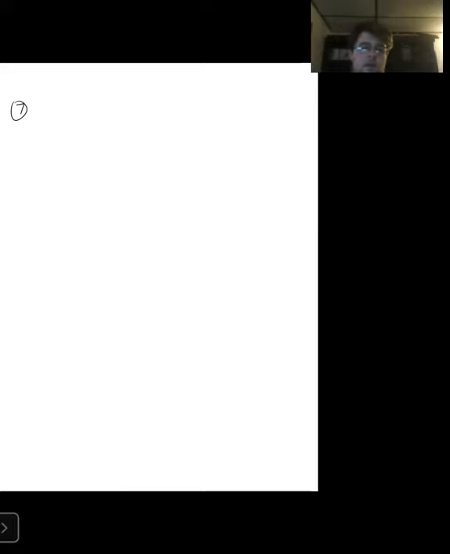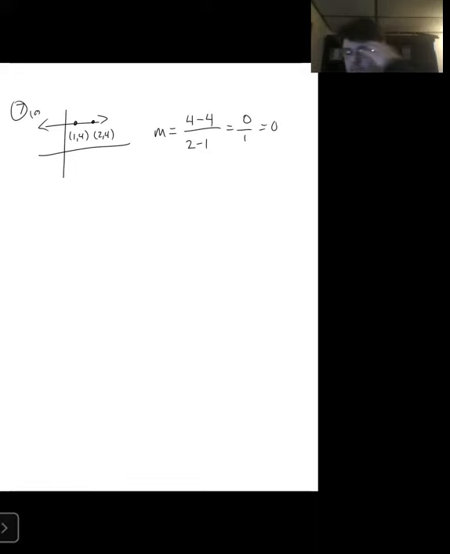Number 7. Prove each statement by choosing 2 points on an appropriate line. A, the slope of a horizontal line is 0. So I expect you to do something like this, where you took a horizontal line and 2 points, say (1, 4) and (2, 4), and showed that the slope is 4 minus 4 over 2 minus 1, 0 over 1, which is 0. I expected something like that. And similarly for part B, where you pick 2 distinct points on the line. But I'll prove it in general.